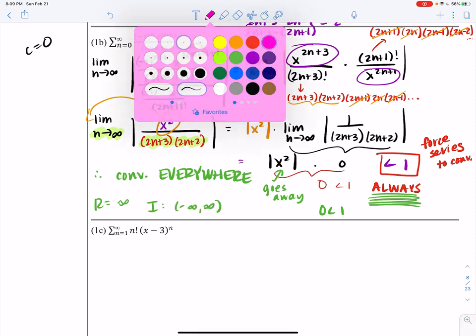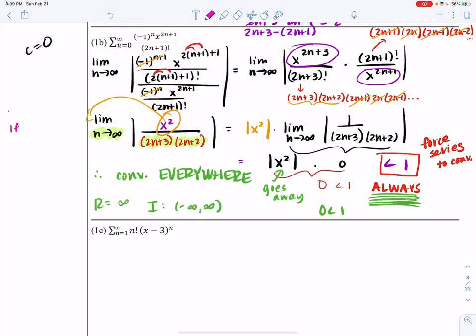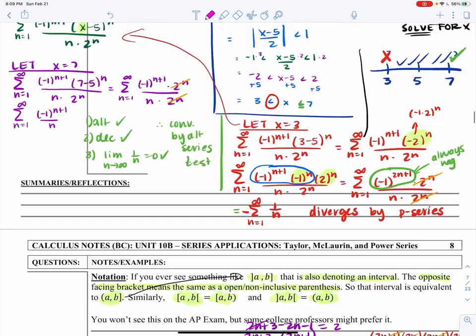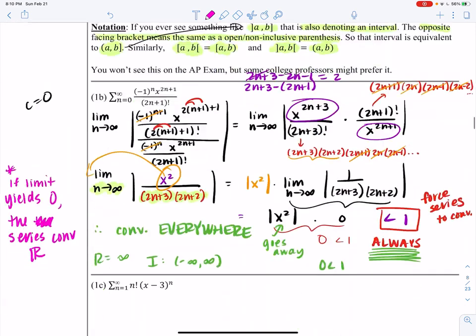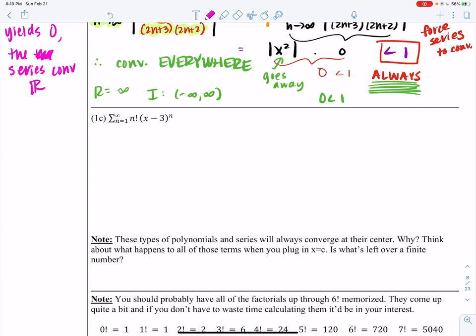So big takeaway, if the limit yields 0, then the series converges everywhere for all real numbers because it doesn't matter what x is. In the previous example, it did matter what x was because I didn't make x go away. X wasn't gone. My limit didn't produce 0. So we've got one of the other cases.